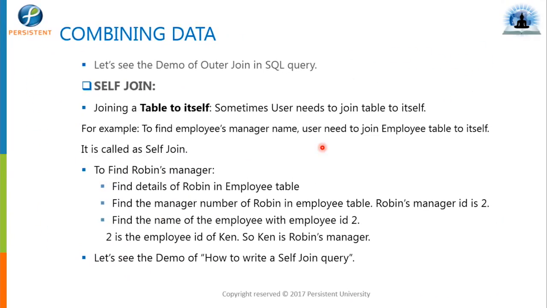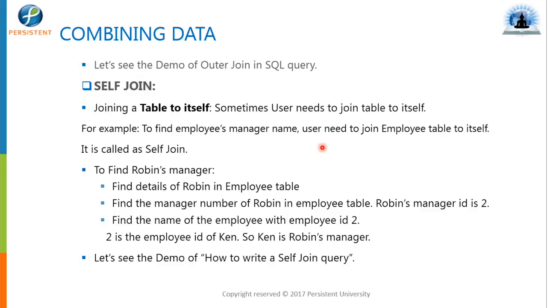Now let us see the concept of self join. Sometimes users need to join a table to itself. For example, consider an employee table which contains employee ID as primary key and manager ID as foreign key, which references the primary key of the same table. In such a case, to find an employee's manager name, we need to join the employee table to itself. It is called a self join.